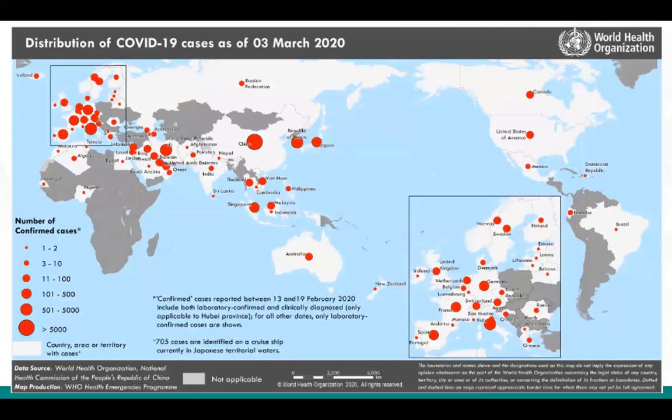So the outbreak has largely been confined within China, but as you've heard through the news lately, it's spreading around the world. And in this map, you can see that most of the cases are being reported in the Northern Hemisphere. Africa and South America are just beginning to see new cases. Next slide, please.